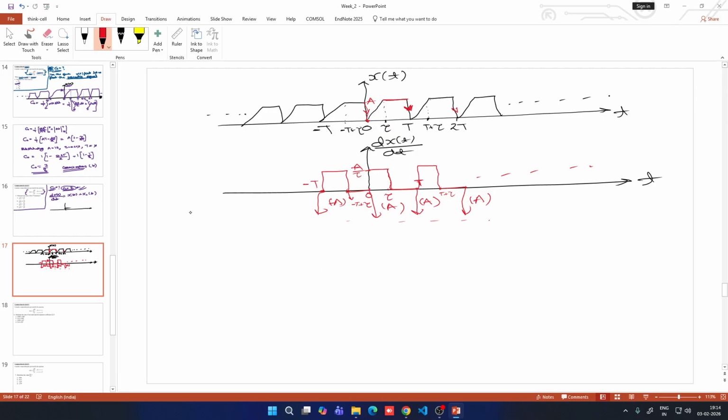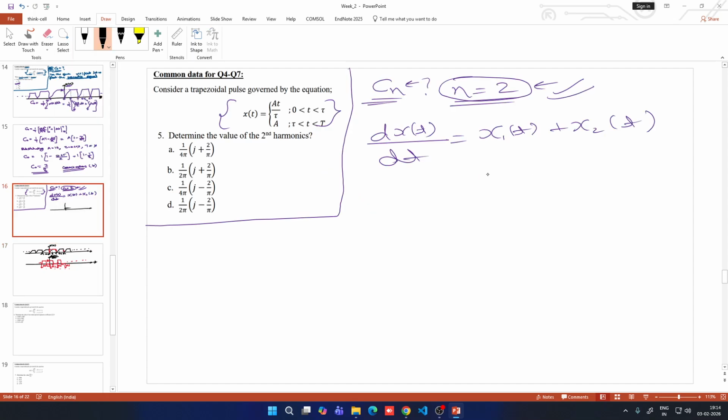So first I will draw x1 of t. The differentiation of x of t can be divided into two signals, x1 and x2. This is the linearity property.